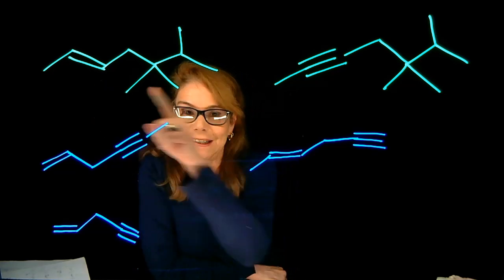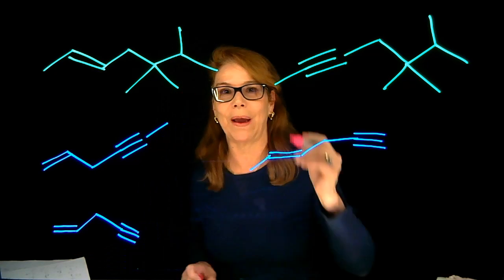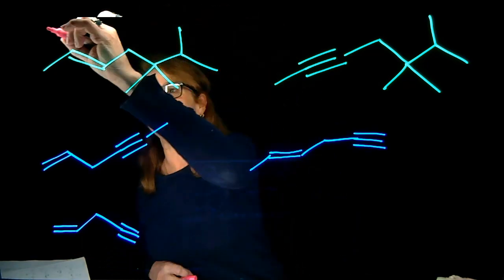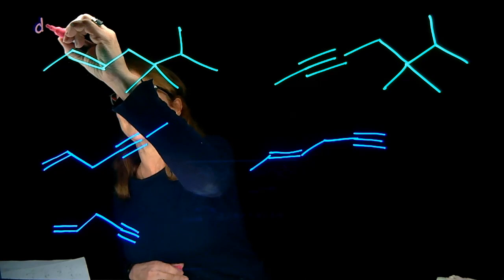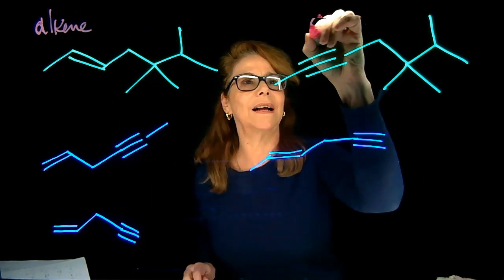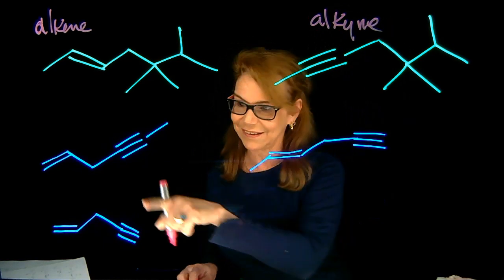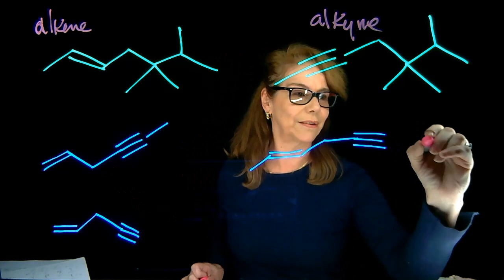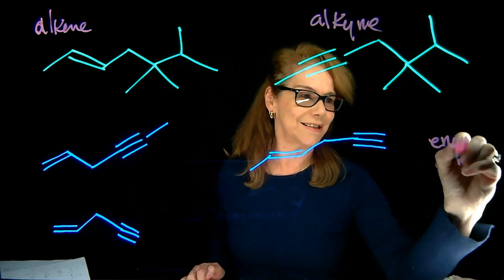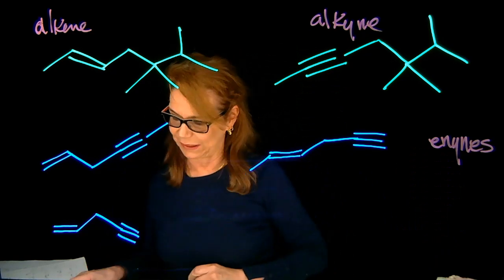Hello, I am going to talk today about nomenclature, showing you alkenes, alkynes, and enynes. So that's another type of compound. Let's write it down. What is this then? An alkene, an alkyne with a triple bond, and this here has double and triple bonds. So these are enynes. So how do we name those using IUPAC nomenclature?